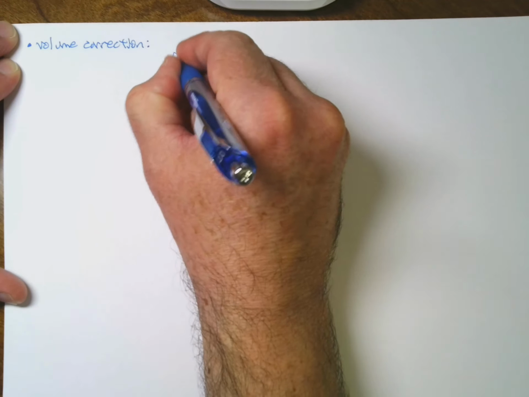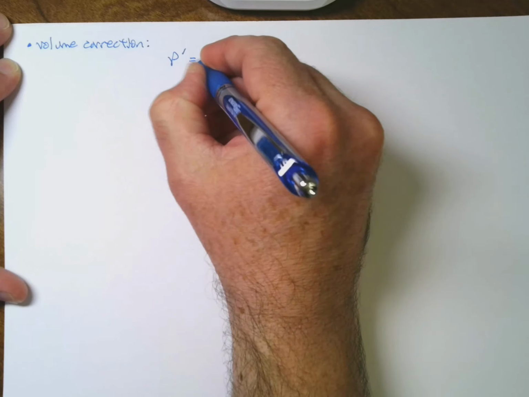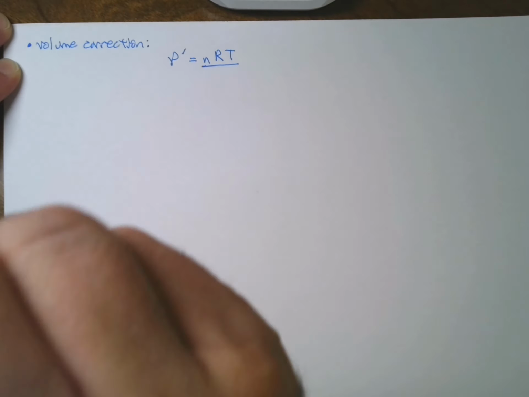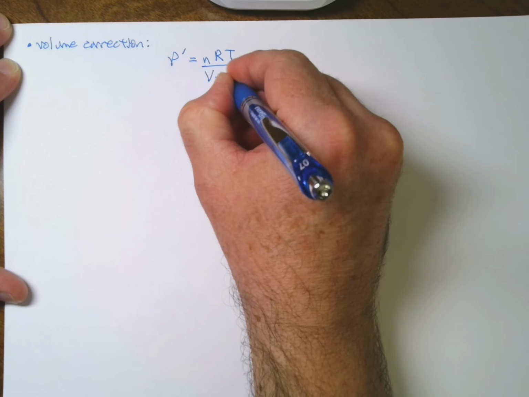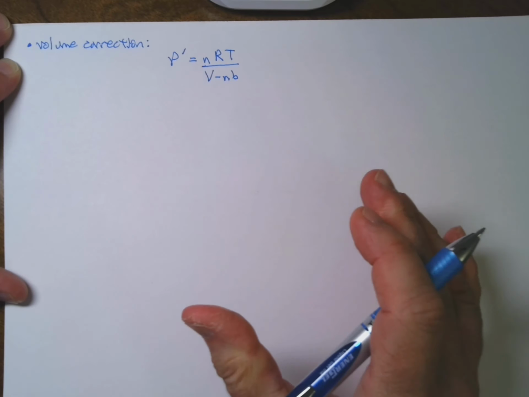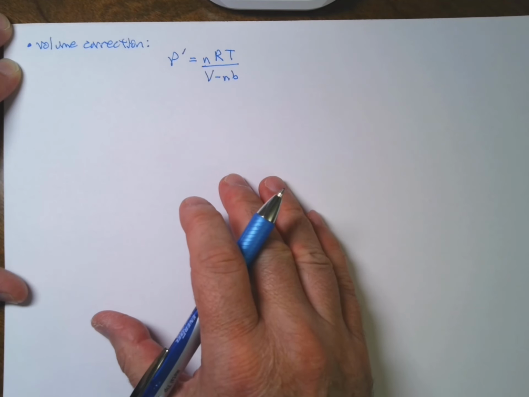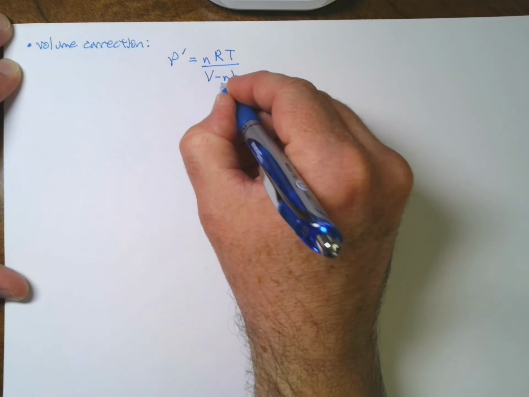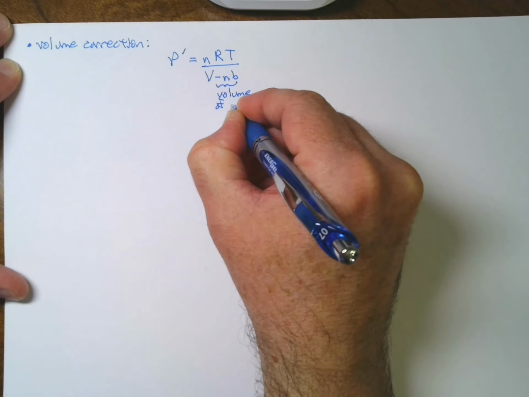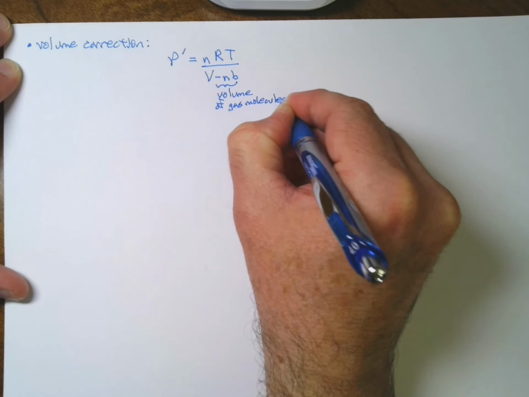So pressure, or P prime, that'll be our observed pressure, is going to equal nRT. Normally it would be over V, but we have to subtract a small amount due to the actual volume available to a given gas molecule. So this nb here is the volume of the gas molecules themselves.